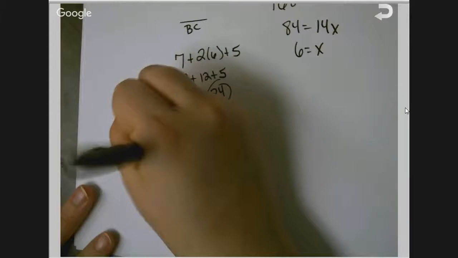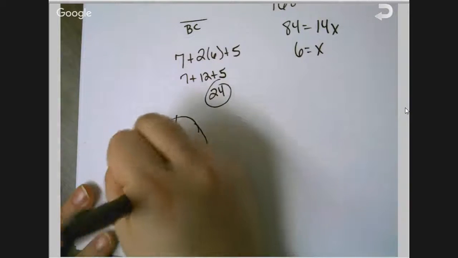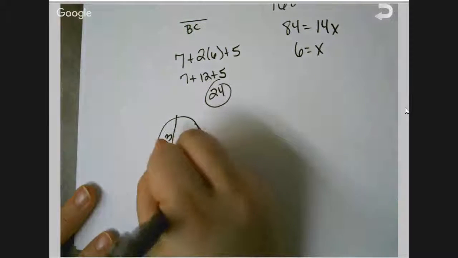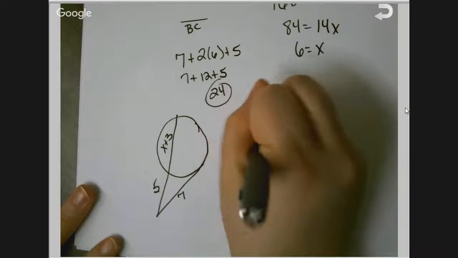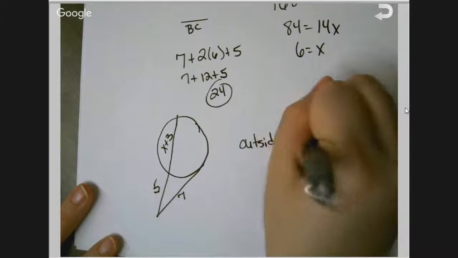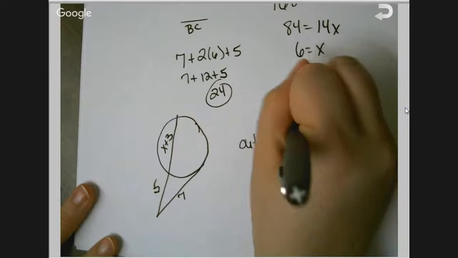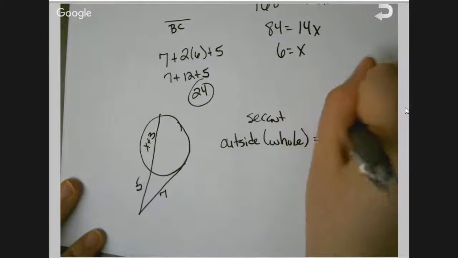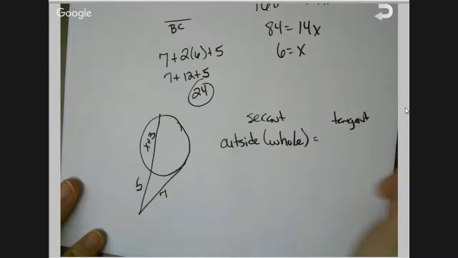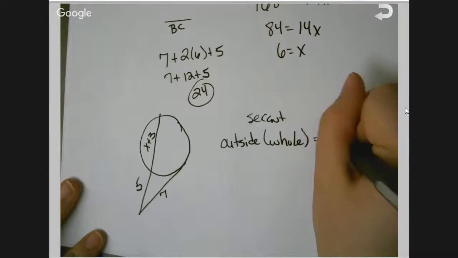Let's do x plus 3. This is 5, and this is 7. It's very possible we can come to a negative, and that's fine. I go with it. Okay, secant is still the same rule. It is still the outside times the whole. But when we set it equal to our tangent, tangent's always squared. So whatever it is, squared.